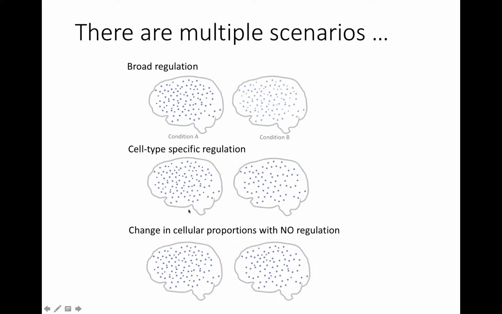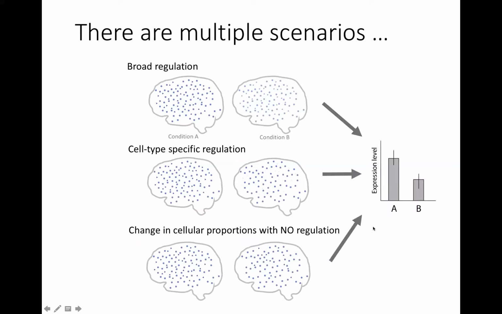But another possibility, which is very important for this talk, is the idea that there might be changes in cellular proportions with absolutely no regulation in the sense that I'm talking about for the other two cases. So in this case, for some reason, there's a loss of the triangle cell types, no change in the relative proportion of the circle cell type. And again, we would see some loss of levels of expression of the gene, especially if it's enriched in the triangle neurons.